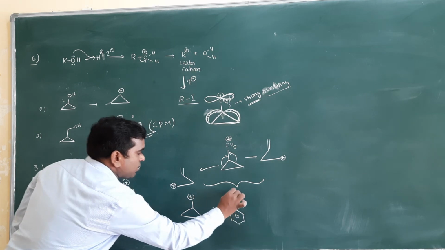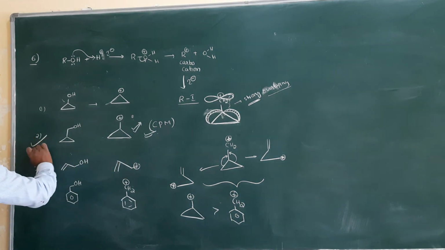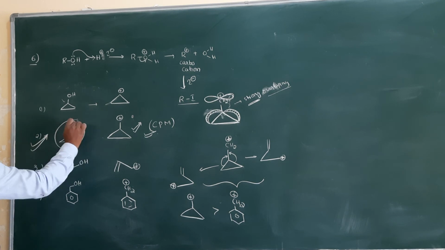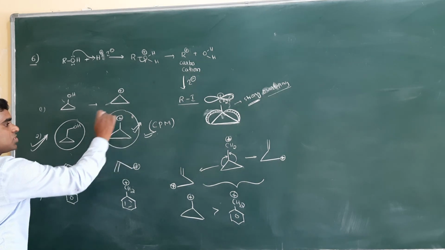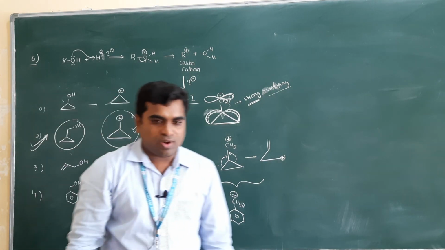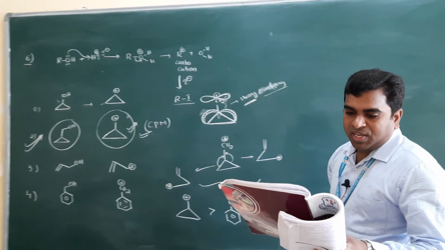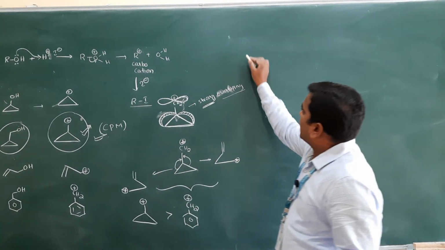Clear? So what is your answer here? Your answer is that this alcohol participates in the reaction very fast, because this is the most stable carbocation. Clear? So option 2 is the correct one.